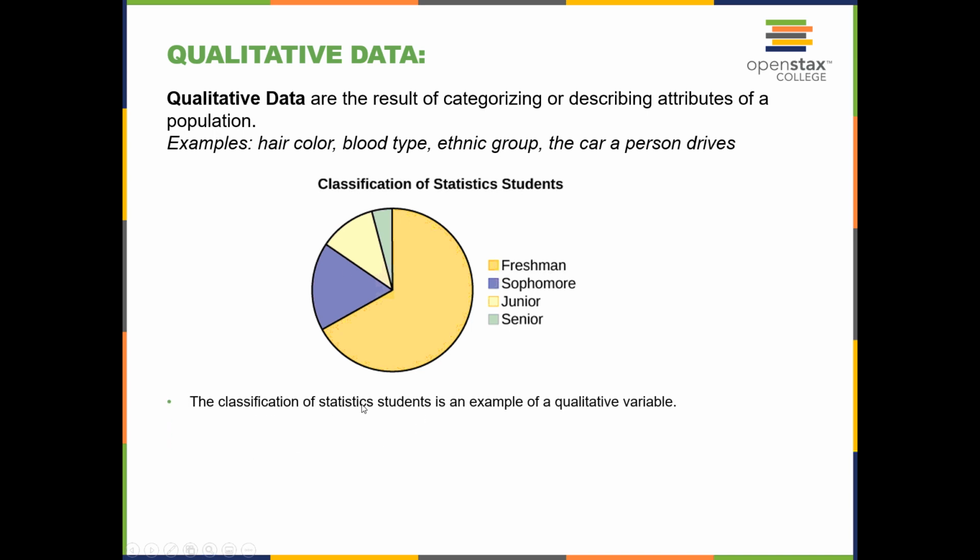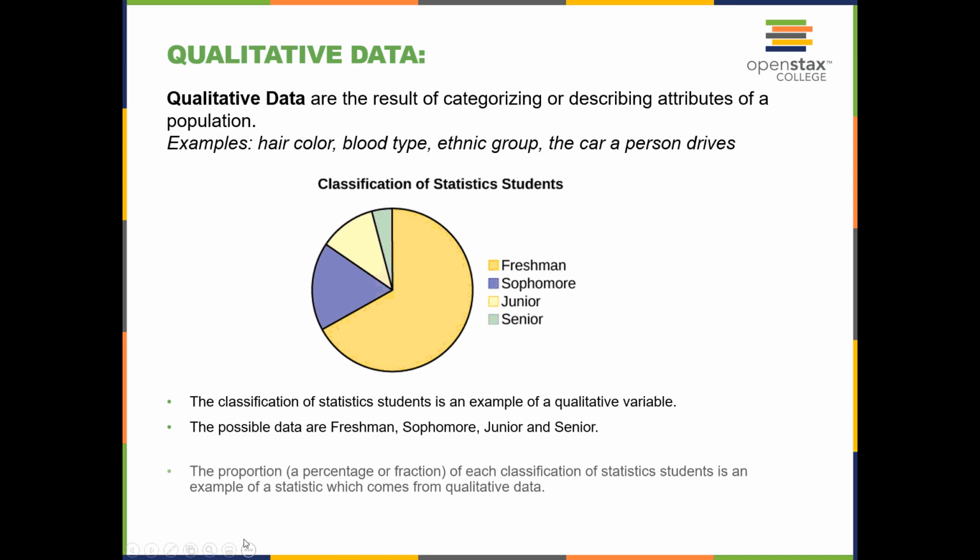The classification of students is the qualitative variable. The possible data are the answers you could get for your variable. Basically, if you think of your variable as a question you would ask each person in the population or in the sample, you would walk up to the student and say, are you a freshman, sophomore, junior, or senior? You would be asking, what's the classification? And the answers could be freshman, sophomore, junior, or senior, so those represent the possible data values.